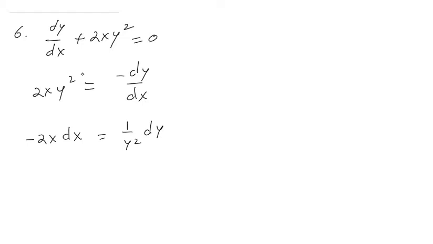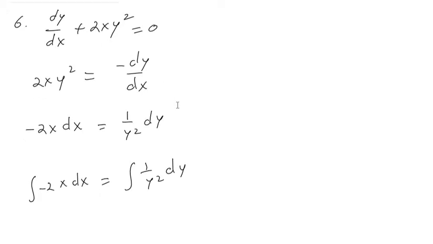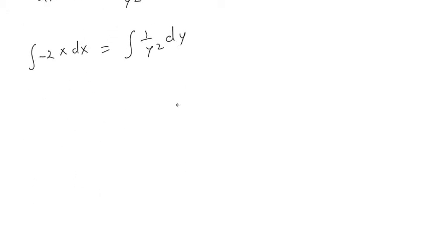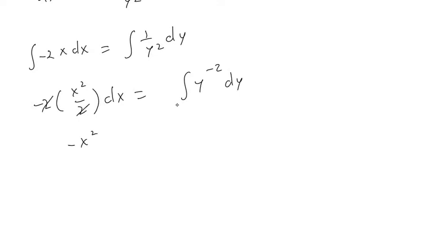So from here you can take integral of both sides. You will have integral of minus 2x dx, and you will have integral of 1 by y square dy. From here you can take this minus 2 as common, and you will have x squared divided by 2 dx, and on this side you will have integral of y raised to power minus 2. From here you can cancel these two terms, and eventually you will have this.